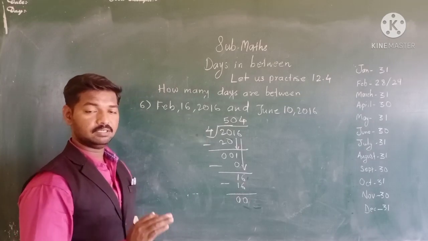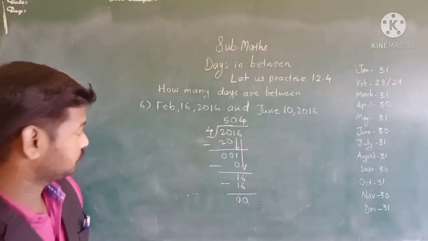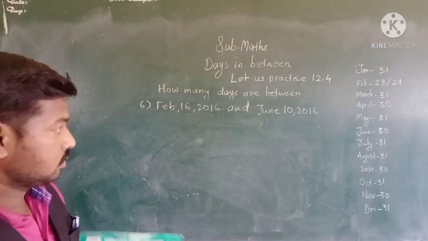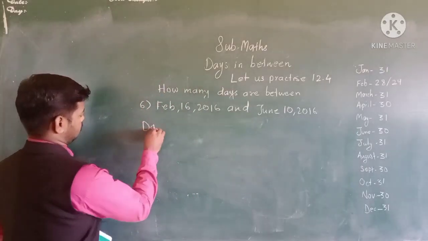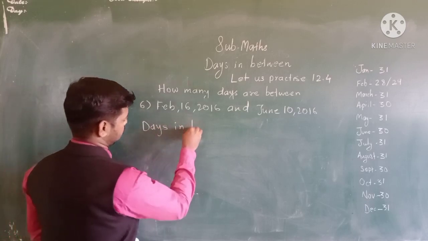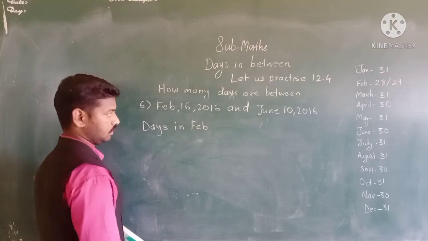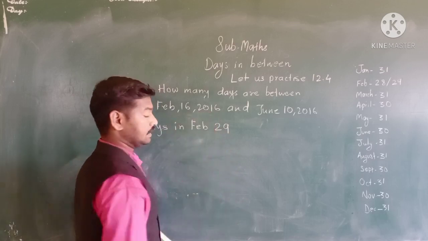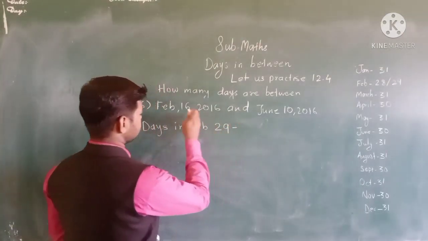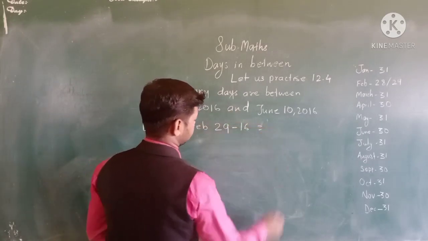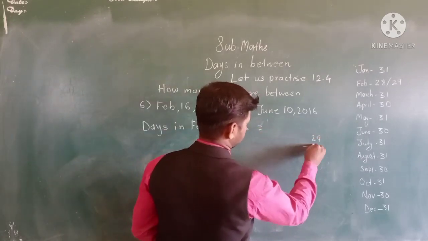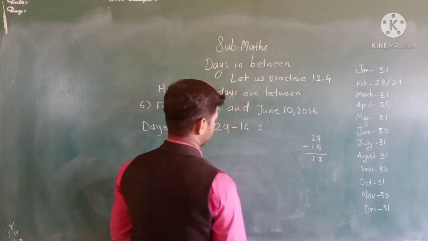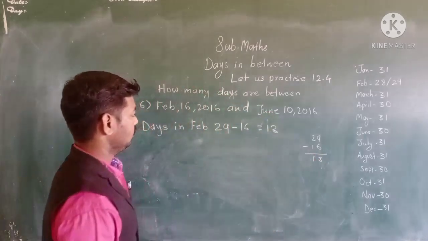So there will be 29 days in February. Okay? So days in February. Total days there will be 29. Why? Because 2016 is a leap year. So 29 minus 16. Yeah, we will arrange here 29 minus 16. 9 minus 6 is 3, and 2 minus 1 is 1. Okay, so 13 days are there in February.